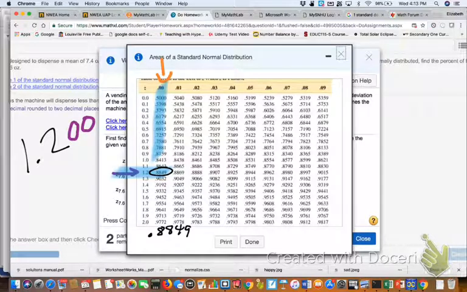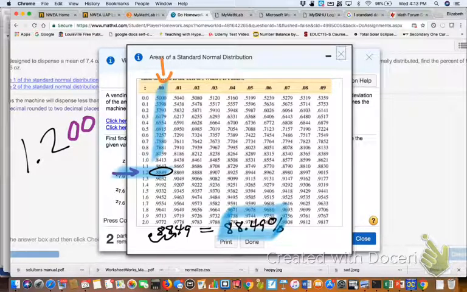Now, of course, the question was asking us for a percent. In order to turn that decimal into a percent, we move the decimal 2 places to the right. So we get 88.49%. So in other words, 88.49% of the cups of coffee that come out of that machine will be fewer than 7.6 ounces.